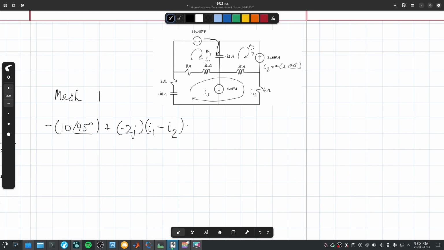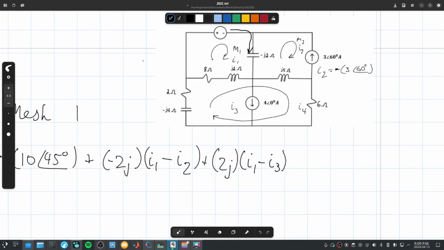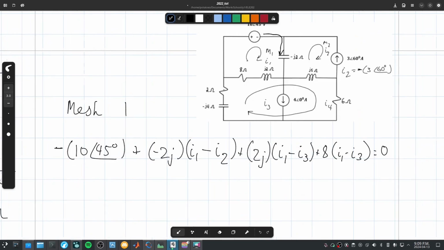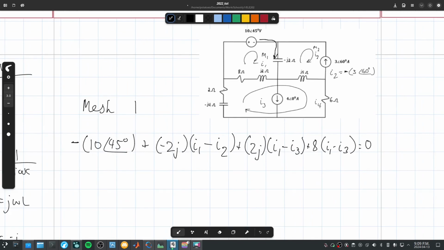So there's that. You then have plus 2J times I1 minus I3. Because this one is being shared with I3 going against it. Plus 8 times I1 minus I3 is equal to 0. Because after that, there's nothing more. We finish the loop. So that's our first mesh.